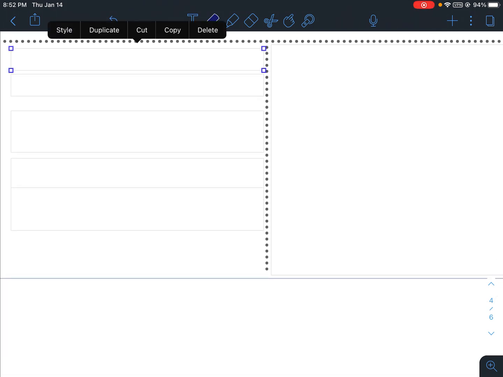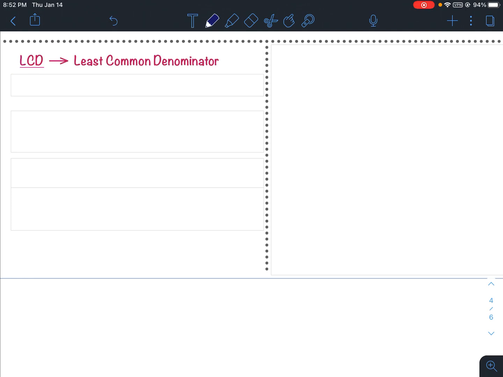So let's first start with the LCD. Your LCD is your least common denominator. You've done this before. You should know what I'm talking about. And the LCM is your least common multiple. Pause your video, write that down.